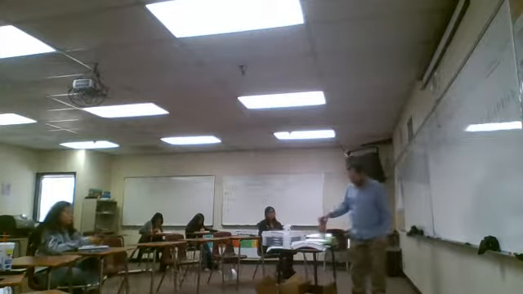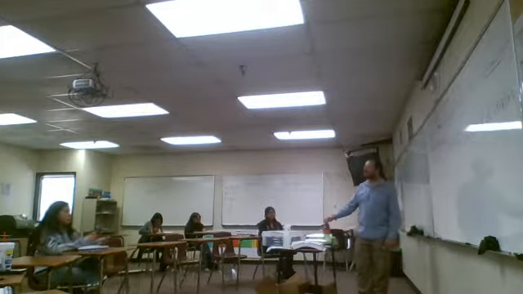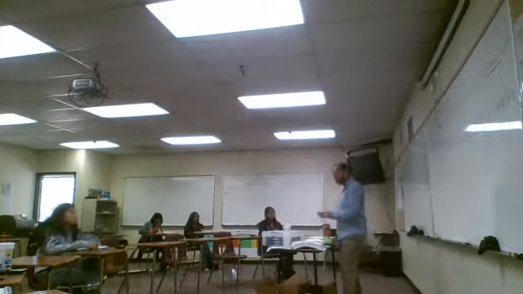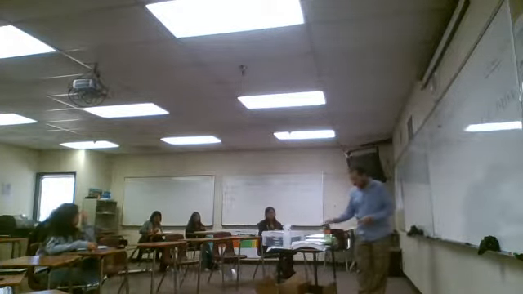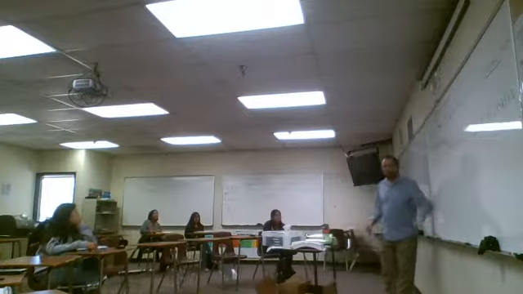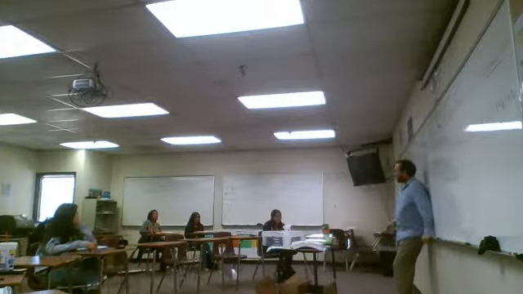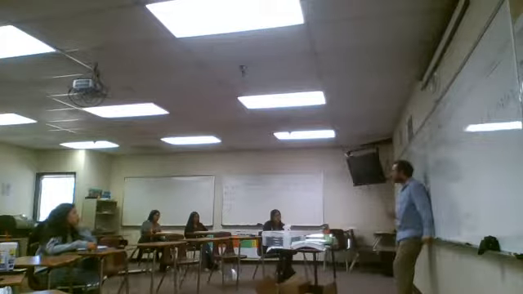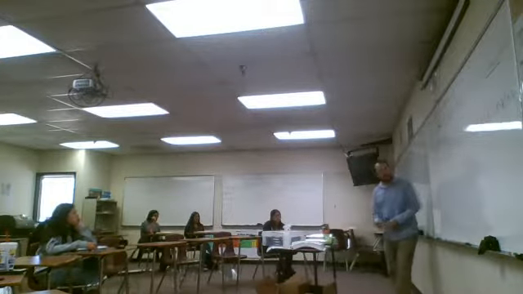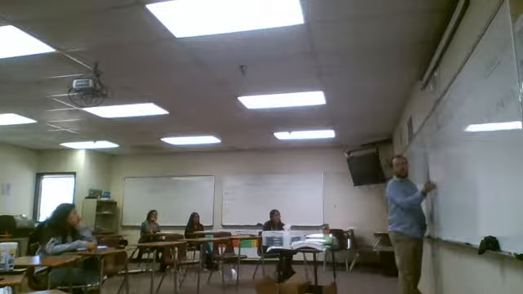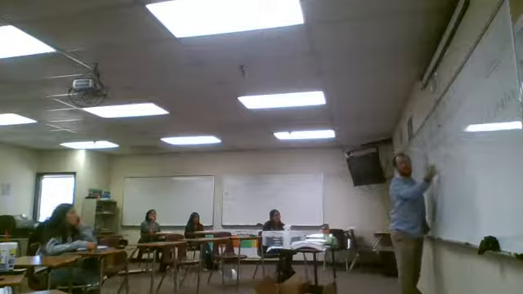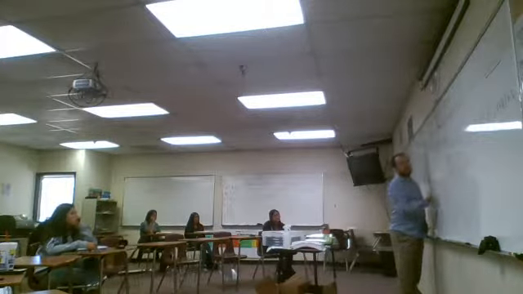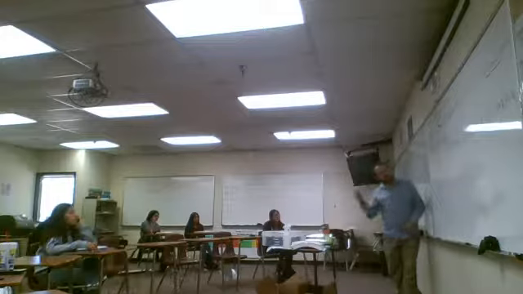Well, go ahead and call on a name here. Sonic. What would you do? How would you do it? I use the FOIL method and I multiply x by x and then multiply -2 by x. Okay. And then I do 5 times x and then -2 times 5. Okay. And I combine the two.